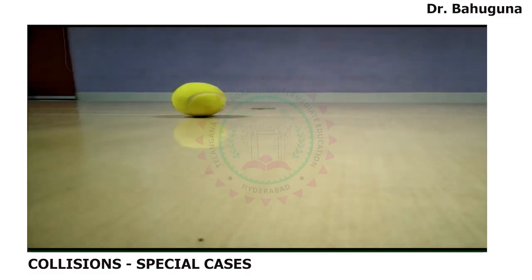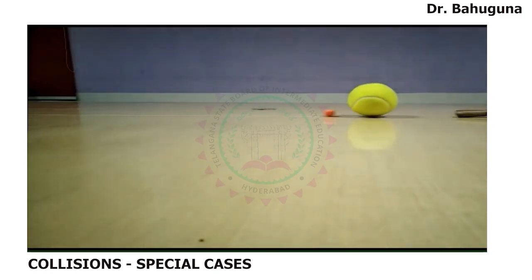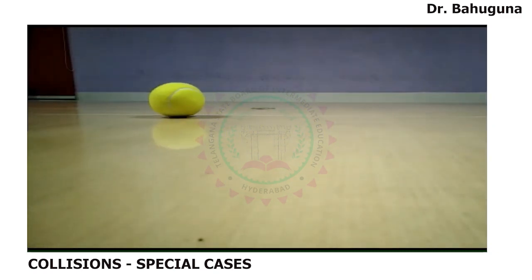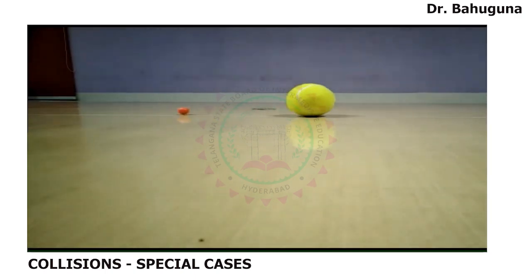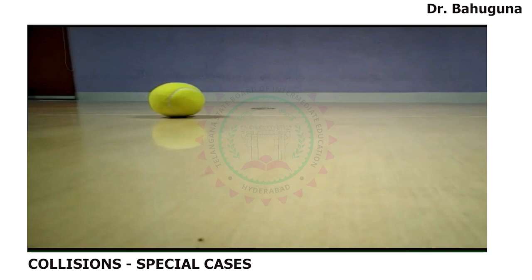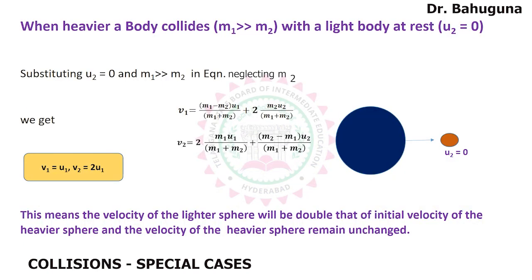The heavier body will be moving in the same direction, but the lighter body is gaining double the velocity. So, when a heavier body is hitting a lighter body, the lighter body gains double the velocity, but the heavier body continues with the same velocity. For example, a nucleus hitting a neutron at rest: the neutron gets double the velocity, whereas the nucleus moves in the same direction with the same velocity.